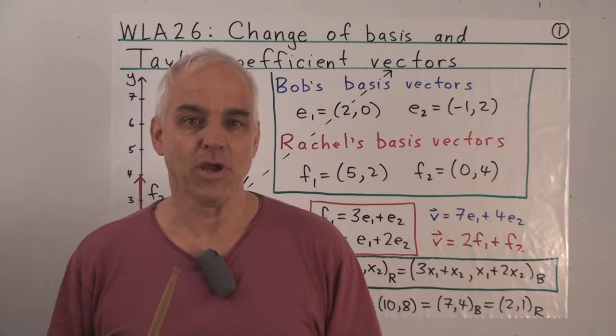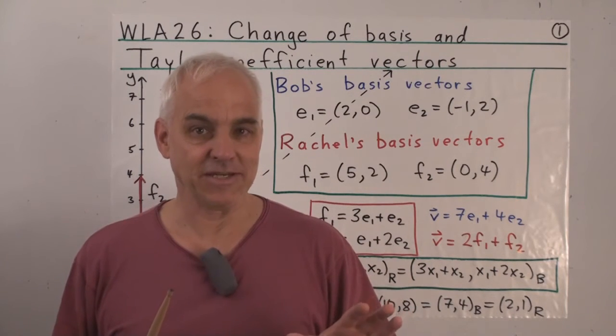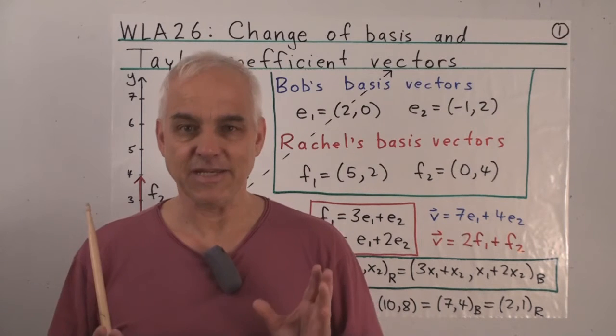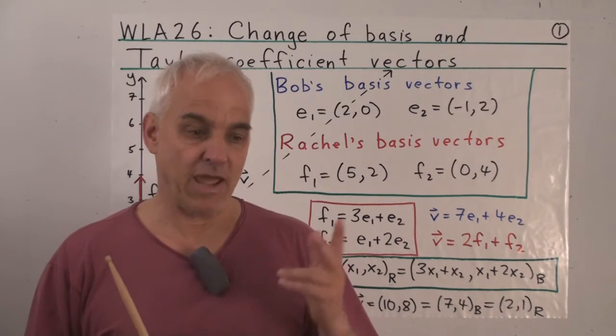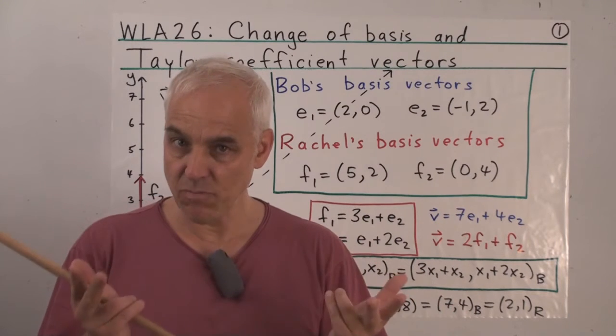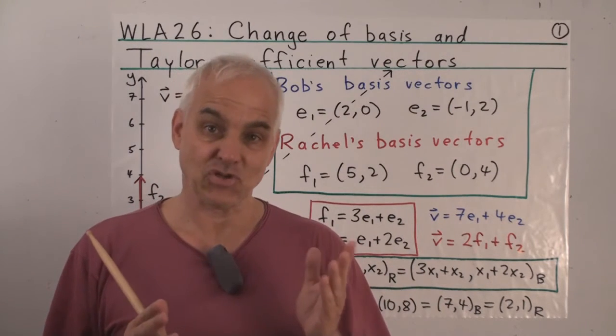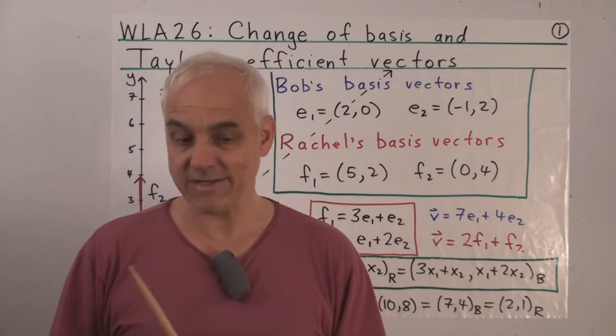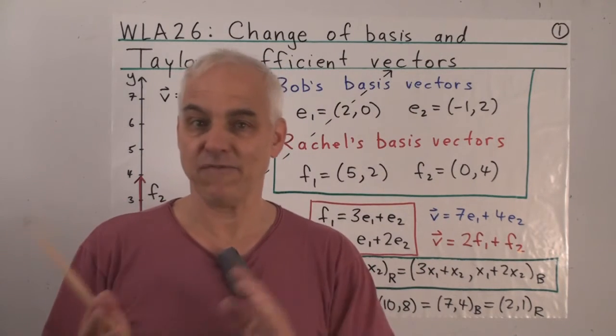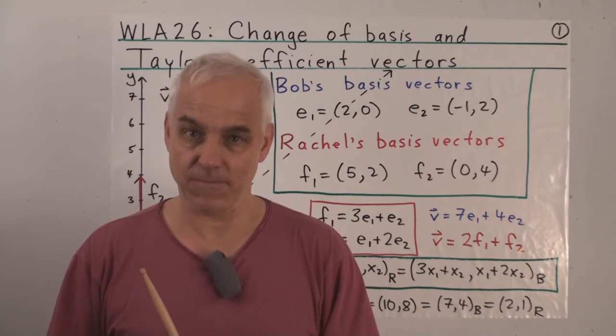Today I want to go over a topic that we visited a number of times, the idea of changing basis in a vector space, where we have not just one basis, but two bases, and we can describe a vector in the space either in terms of this basis or in terms of that basis. And the question is, how do we go back and forth from these two different points of view?